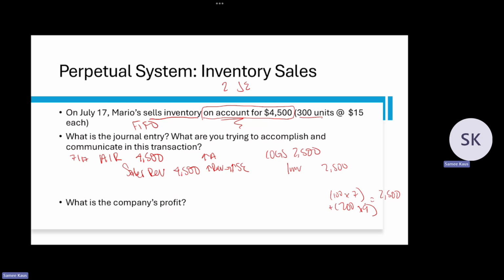So what is my company's profit? Well, I'm able to sell something for $4,500 that only cost me, or have an expense of, $2,500. So I have profit on this sale of $2,000. So I did pretty good. But notice how I need to be able to calculate my cost of goods sold to book this journal entry. So I have to be confident in my ability to do that in order to journalize it and get it in my records.